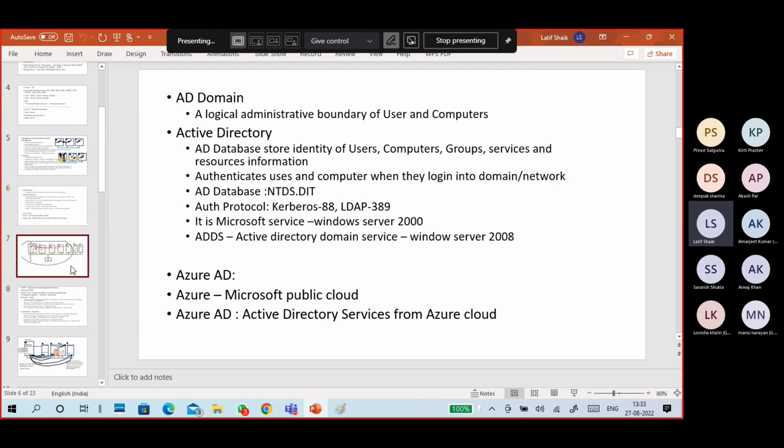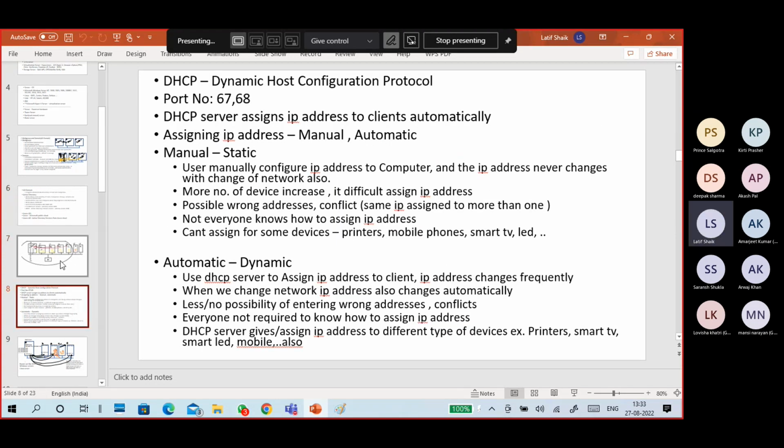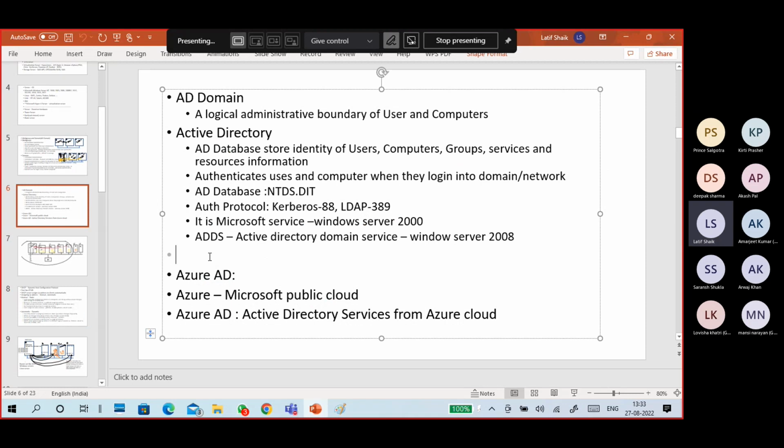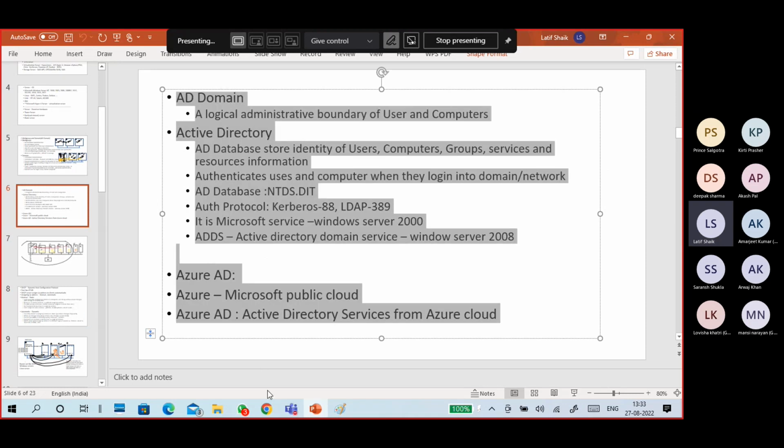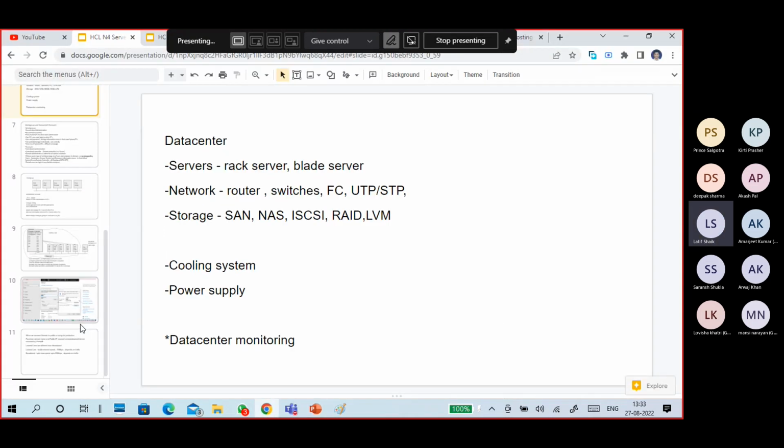What is an Active Directory domain? Okay, like this. Okay, last point. This is for today. Okay, so don't worry.